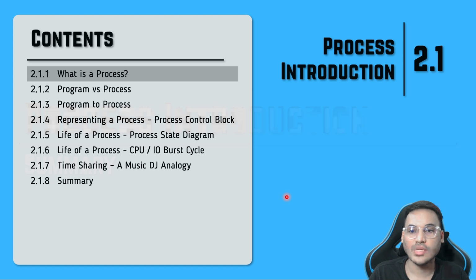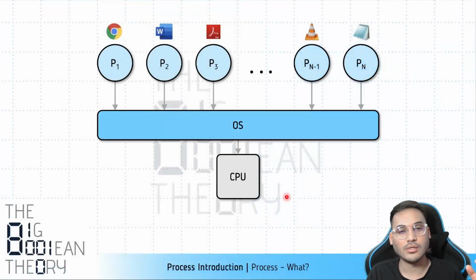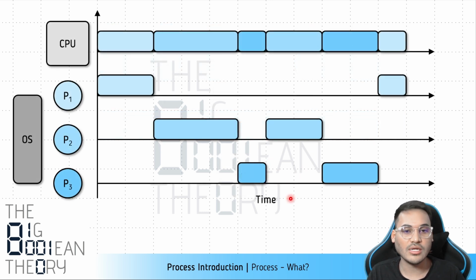So let us start from the beginning. The first video that we saw was: what is a process? In this video, we started with the basic challenge that when there are several programs in a computer system, the number of programs is way more than the number of CPUs. In order to solve this problem, the operating system time shares the CPU among all of the different programs, and this is how the time sharing diagram looked.